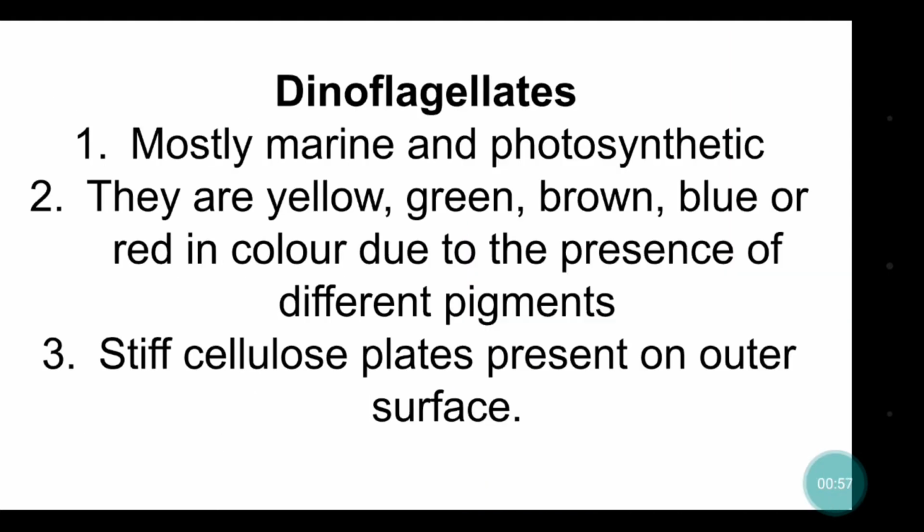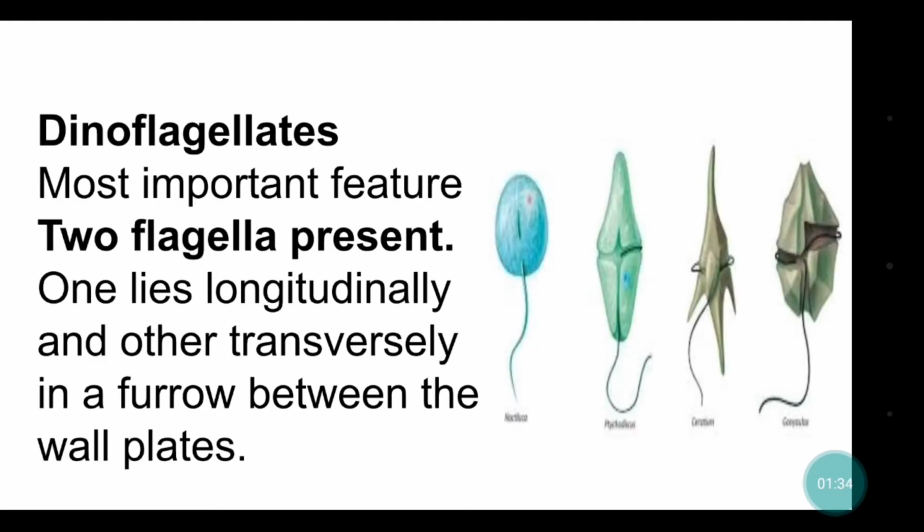Dinoflagellates, it is the another group. Dinoflagellates, most of them are marine and photosynthetic, so it is also autotrophic, right? And they have yellow, green, brown, blue or red in color due to the presence of different pigments in their cell. Stiff cellulose plates present on outer surface means cellulosic plates are very stiff, or you can say it is strong. So in this image, various colors of dinoflagellates.